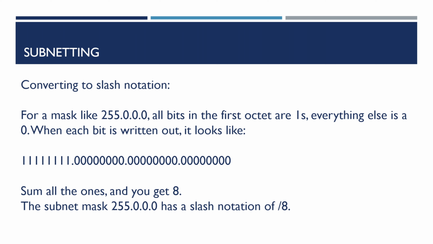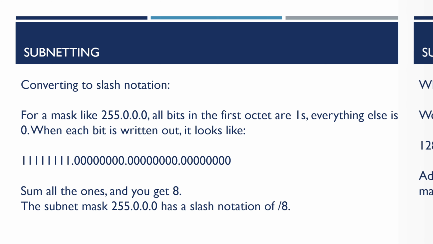Converting to slash notation. For a mask such as 255.0.0.0, all the bits in the first octet are 1 because we're at the max size on that first octet, but all the others are set to 0. You write out each bit. Again, each section is an octet, which means there are 8 binary bits, 8 1s or 0s in there. Written out, the first octet is all 1s, followed by all 0s on the remaining 3 octets. If you sum up all the 1s that are written out, we get 8. The subnet mask 255.0.0.0 has a slash notation of /8.